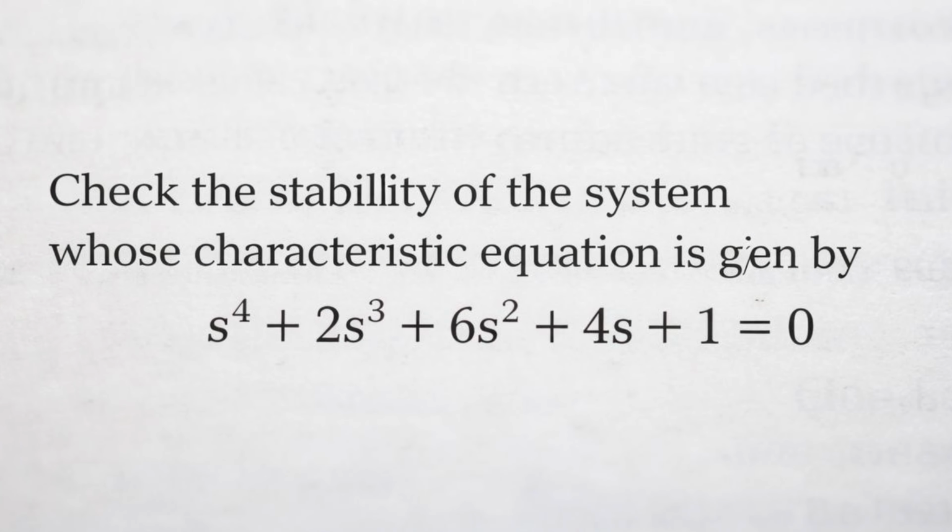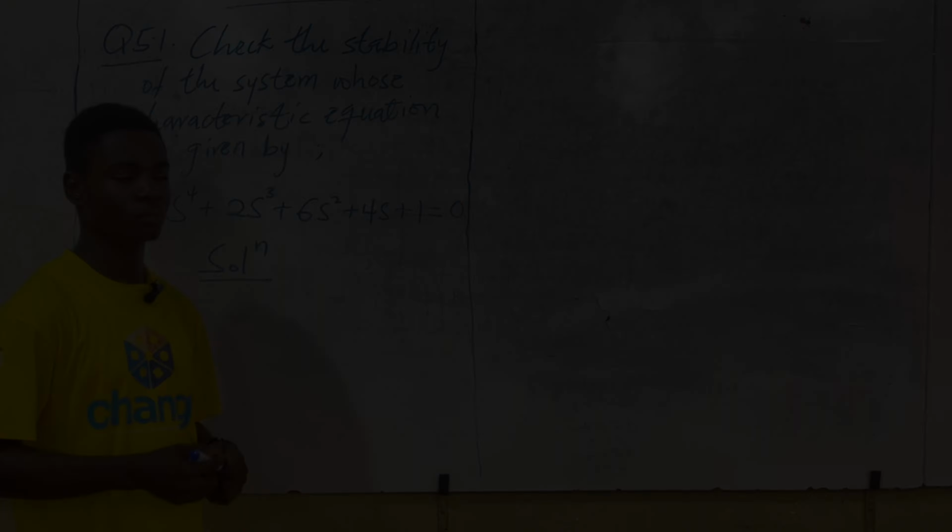We've been given a characteristic equation, and we are supposed to analyze the system and determine its stability. One of the methods we are going to use is the RH criterion. We will construct a table and analyze it. Based on the values of the first column, we will determine whether the system is stable or not.